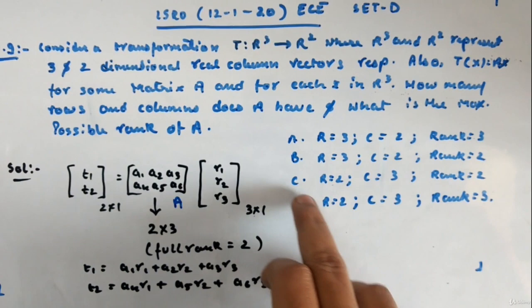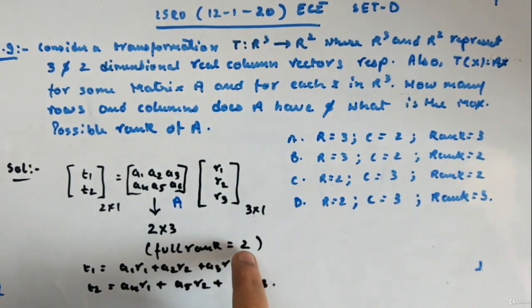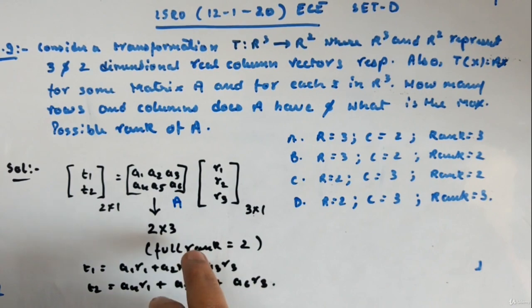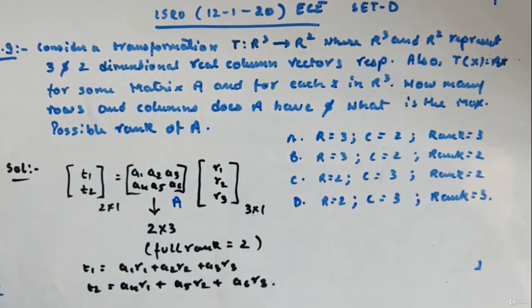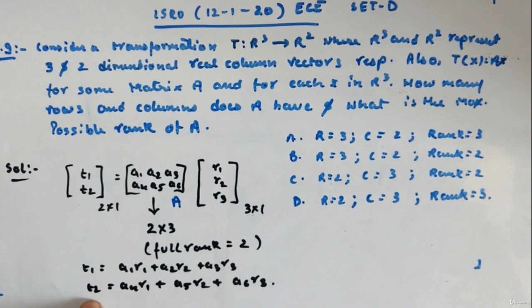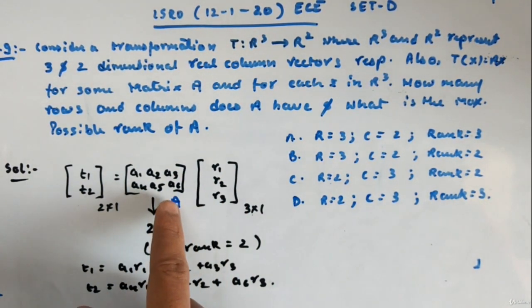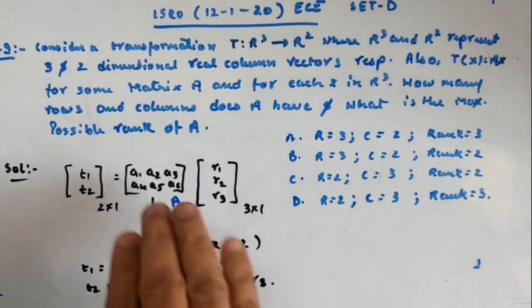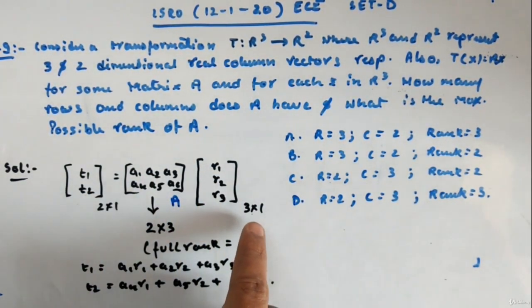Now we have two options, C and D. So the rank should be full rank, because then only it will give 2 values inside the 2 cross 1 vector. Like this, T1 is equal to A1 R1 plus A2 R2 plus A3 R3. T2 is A4 R1, A5 R2, A6 R3. We are not interested in the inside values. We just have to play with the dimension.